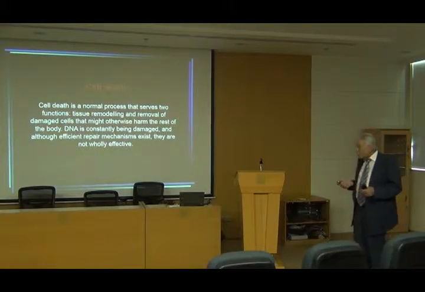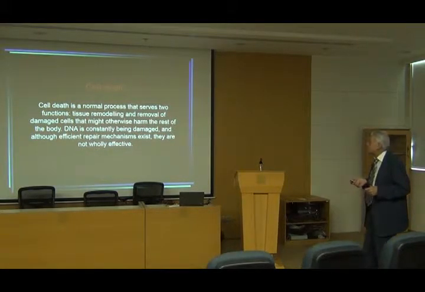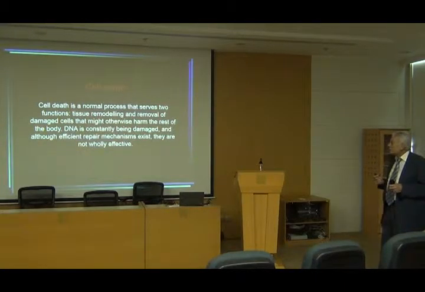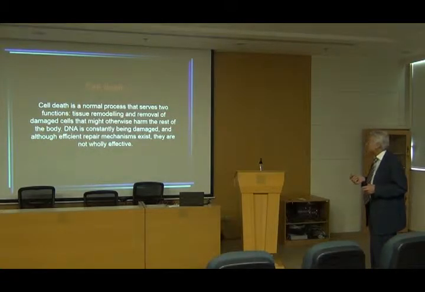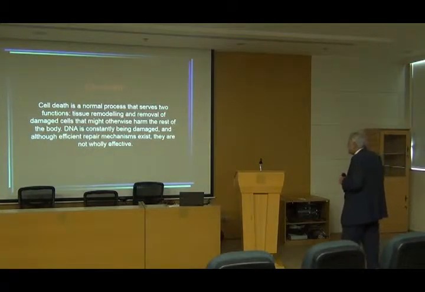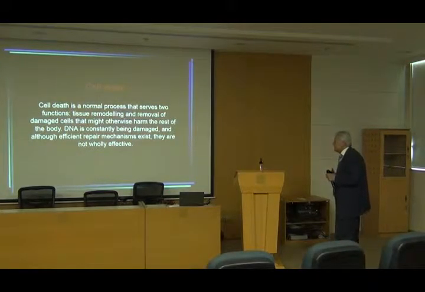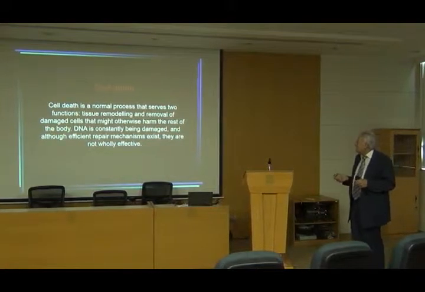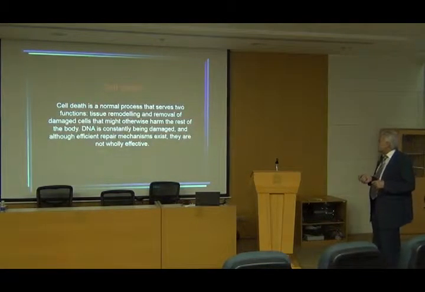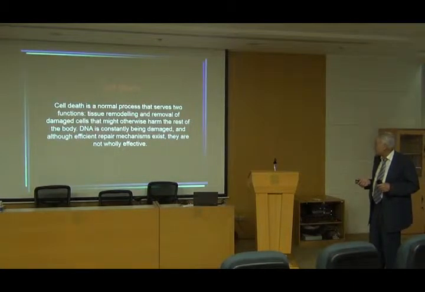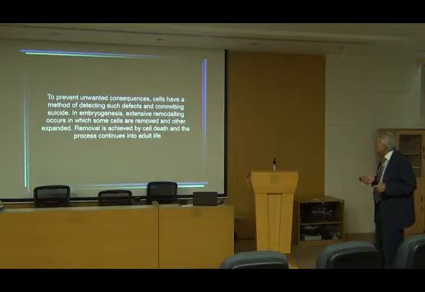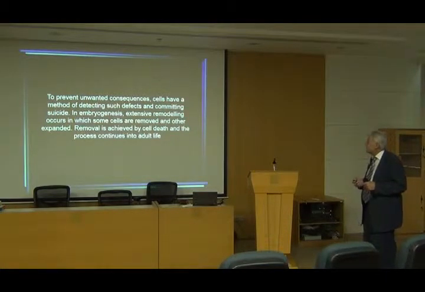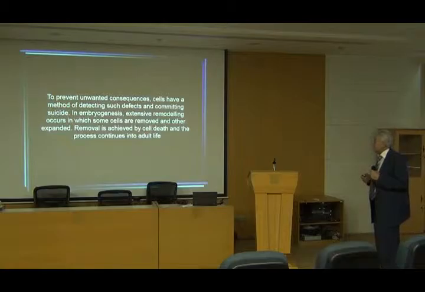And cell death is a normal process that serves two functions: tissue remodeling and removal of damaged cells that might otherwise harm the rest of the body. DNA is constantly being damaged, and repair mechanisms exist but are not wholly effective. To prevent unwanted consequences, cells have a method to detect such defects and commit suicide.